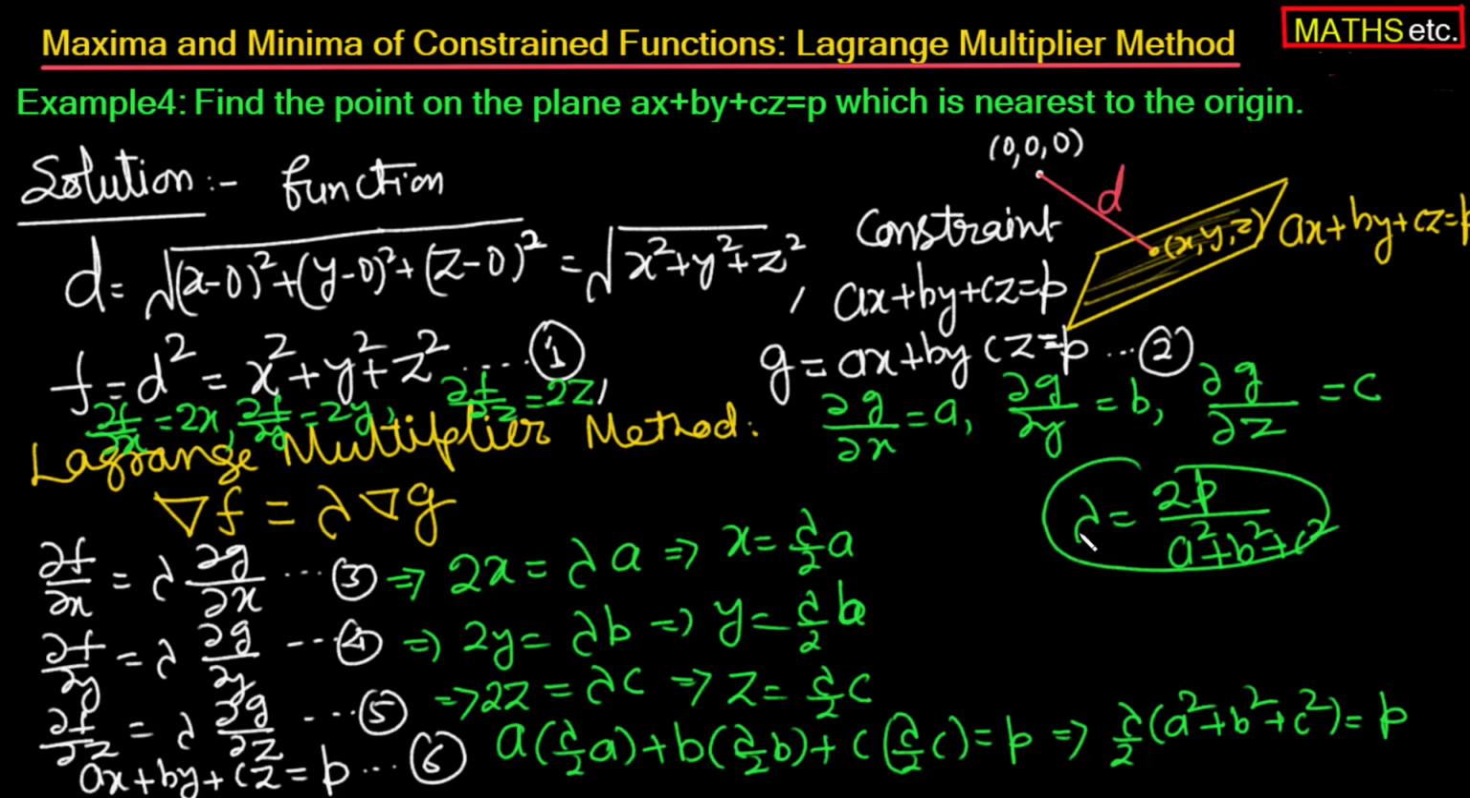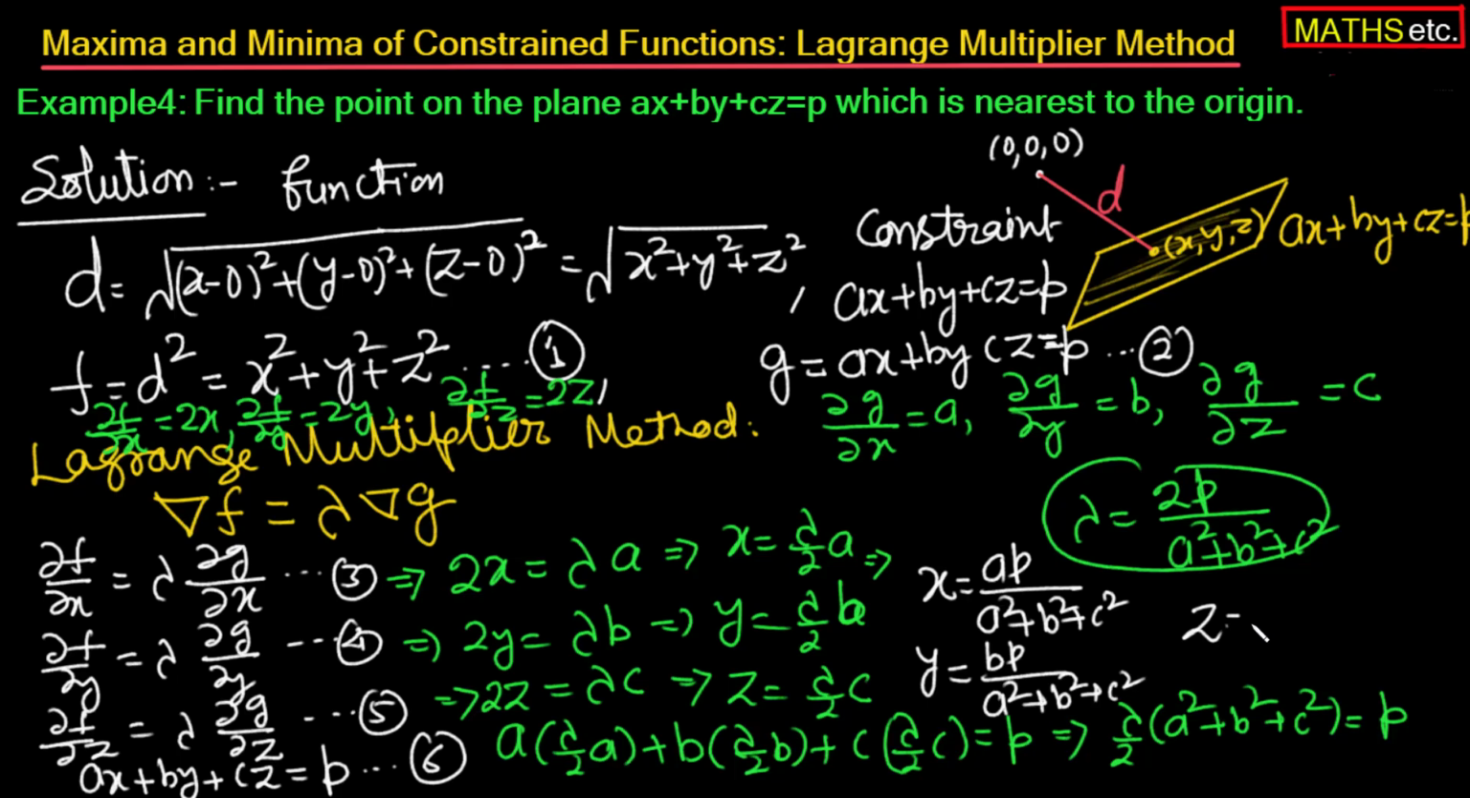So put the value of lambda here. We get x equals, in place of lambda we put 2p over a squared plus b squared plus c squared. 2 and 2 will cancel out, and we simply get ap over a squared plus b squared plus c squared. And there's a symmetry in the problem. So similarly we get y equals bp over a squared plus b squared plus c squared, and z equals cp over a squared plus b squared plus c squared.